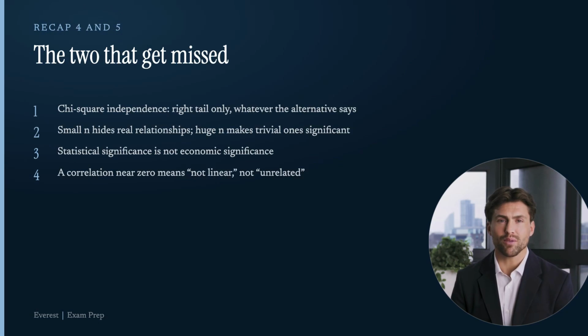Fourth, the chi-square test of independence has one rejection region on the right always. And fifth, sample size drives the correlation test hard. Small samples hide real relationships. Very large samples make trivial ones look significant. Neither is a flaw in the test. Reading the result without reading the sample size is the mistake.